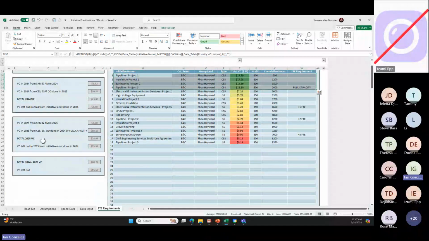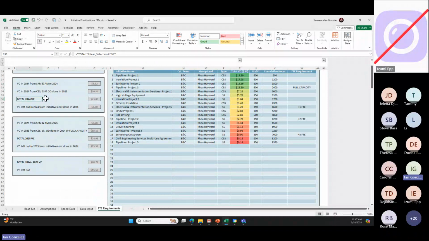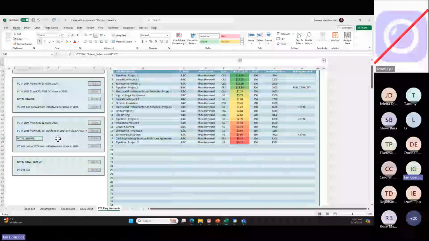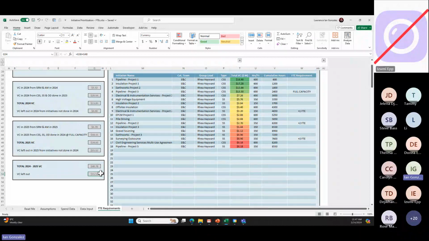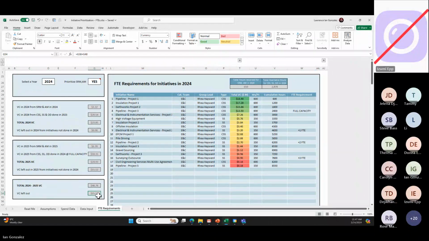Then here we have the 2024 estimated value creation, the 2025 estimated value creation, and only 2 years. Then total 2024 VC and VC left out. Left out meaning, what is this? Look at the formulas.